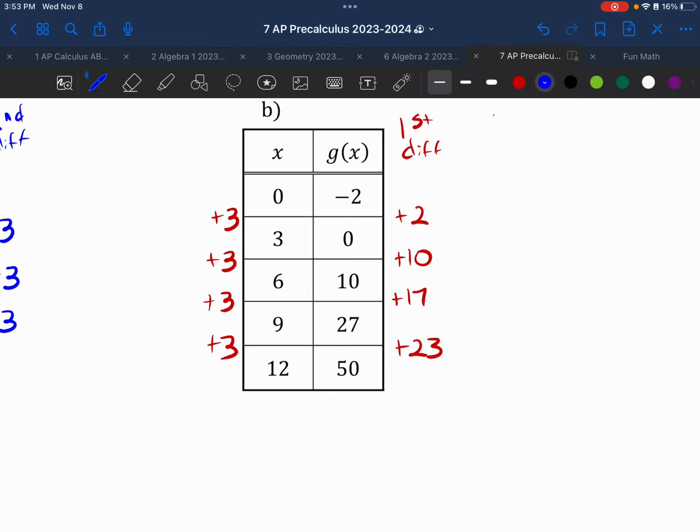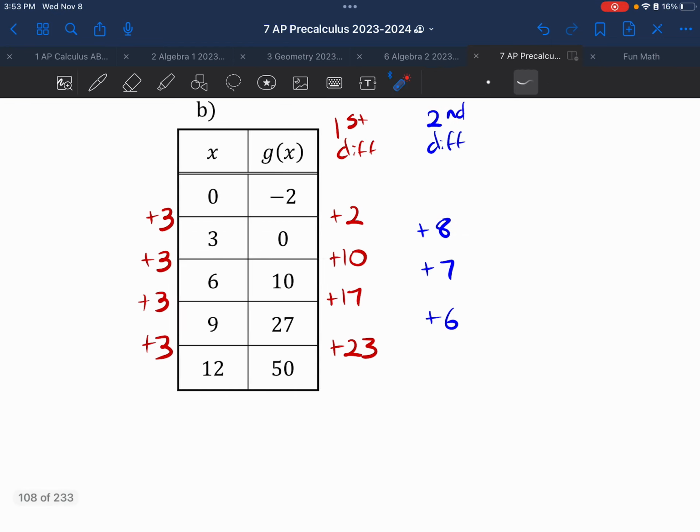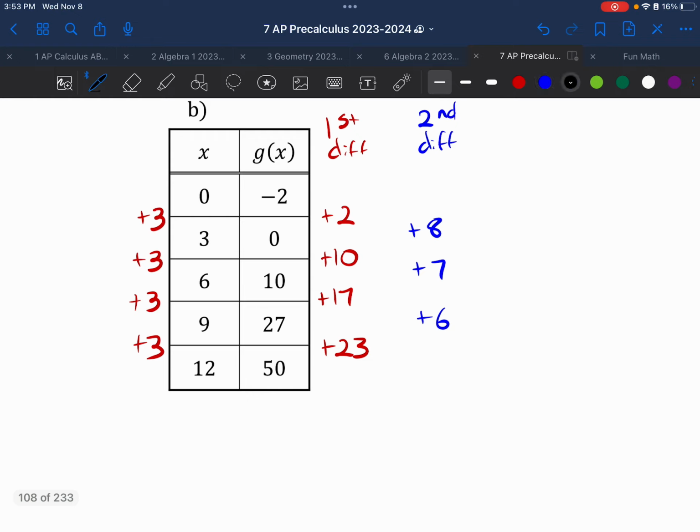Let's look at the second difference column. How do I get from 2 to 10? I add 8. How do I get from 10 to 17? I add 7. How do I get from 17 to 23? I add 6. Again, these are not the same, so it's not a degree 2 polynomial. Let's try it for a third difference.